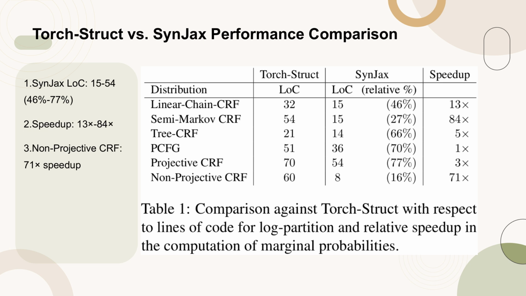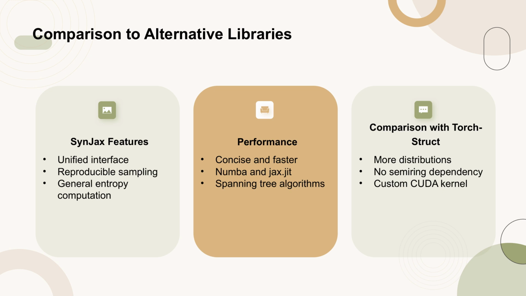This highlights SynJax's concise and high-performance approach to structured probability models, making it a compelling choice for large-scale training on modern hardware accelerators. SynJax offers a unified interface for various distributions and inference algorithms, ensuring reproducible sampling through controlled randomness seeds. It employs a more general approach to entropy computation that is not dependent on semirings, making it applicable to all distributions. In terms of performance, SynJax is implemented in Python and optimized with jax.jit and numba.jit, making it both concise and faster than comparable libraries like Torch-Struct.